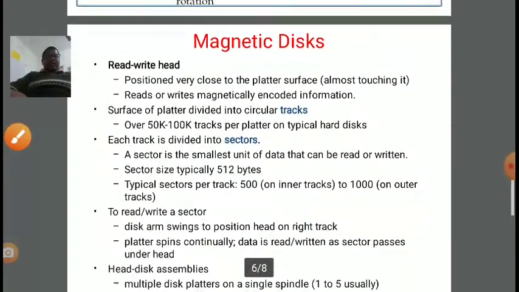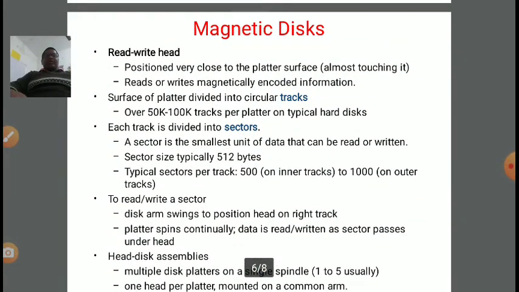Now next is magnetic disk. Magnetic disks are generally used for data storage in secondary storage media. Now there are some important points about magnetic disk. First, there is a read and write head. The read and write head are positioned very close to the platter surface.